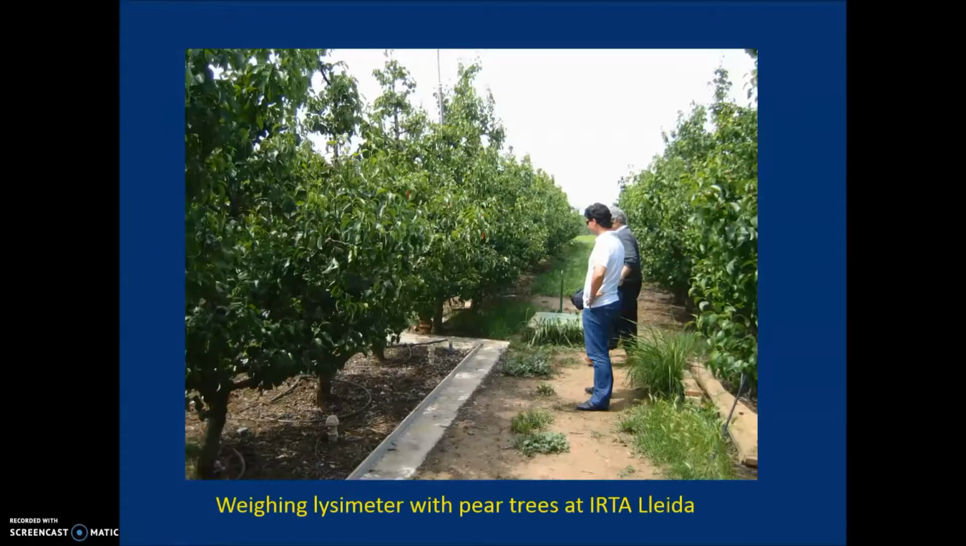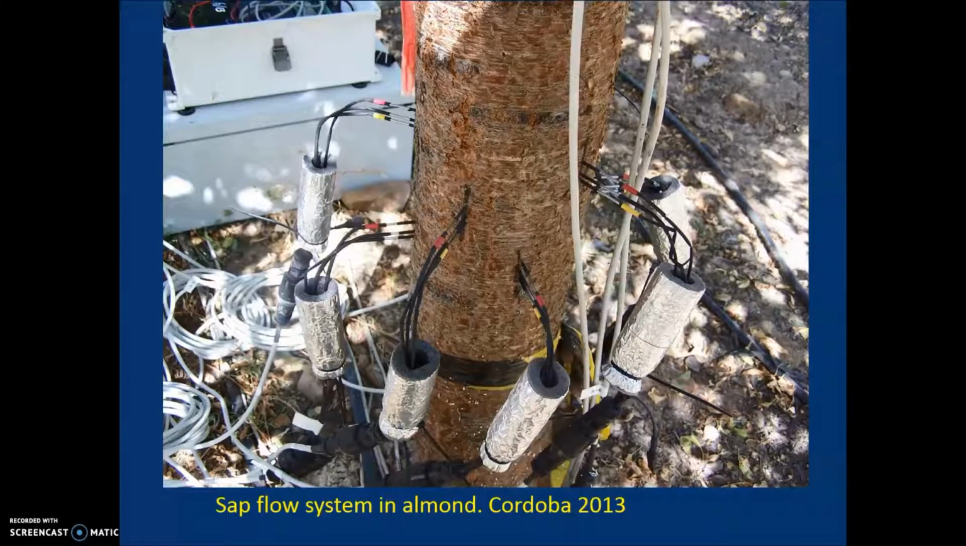In the past 30 years we have been lucky to have methods to measure transpiration in fruit trees, either using weighing lysimeters, like in this example, where we see pear trees at IRTA in Lleida, and mostly using sap flow methods, like this compensated heat pulse system installed in Olmos in Córdoba.